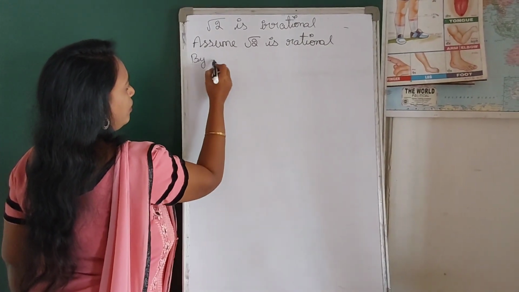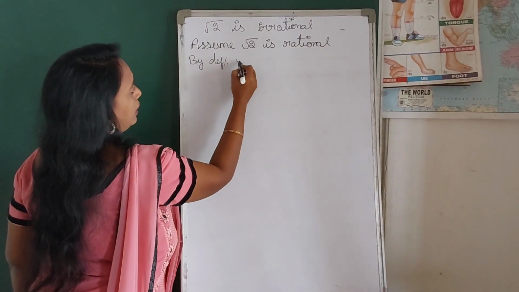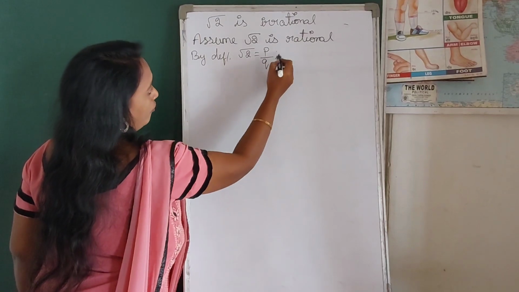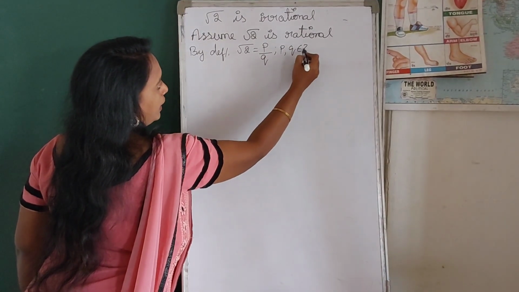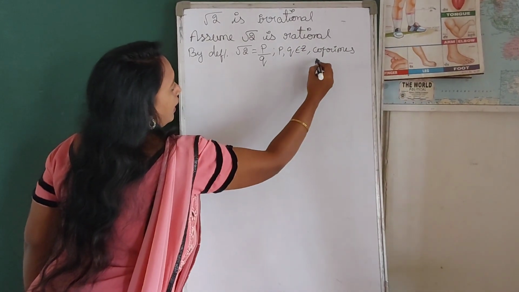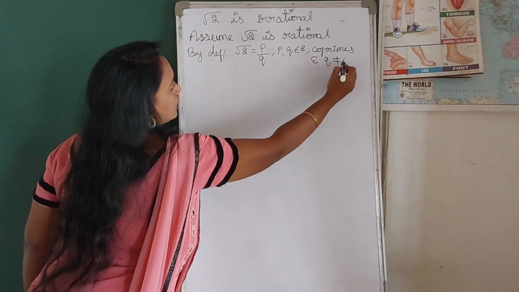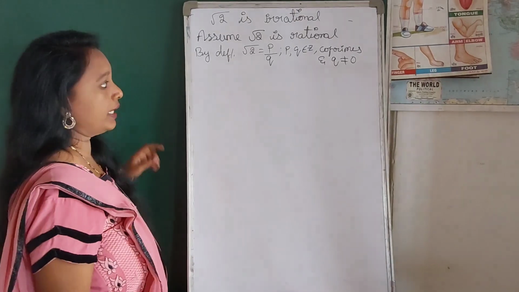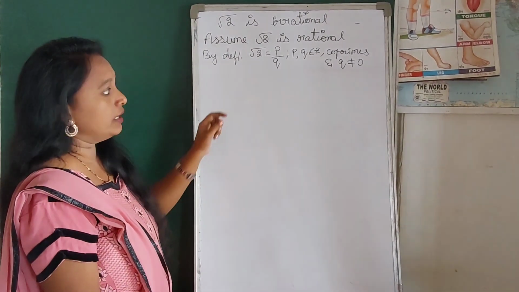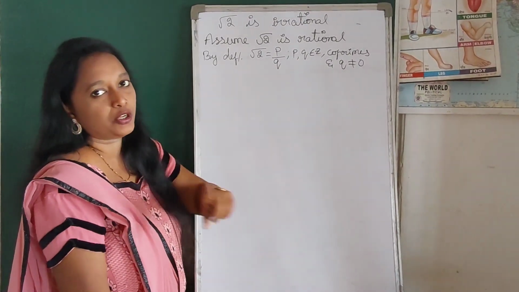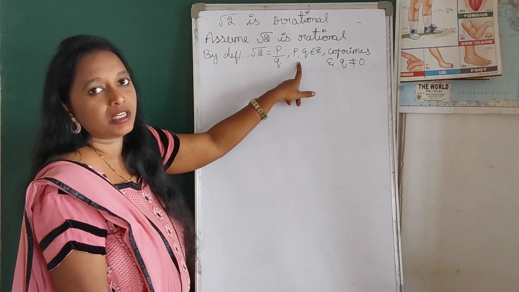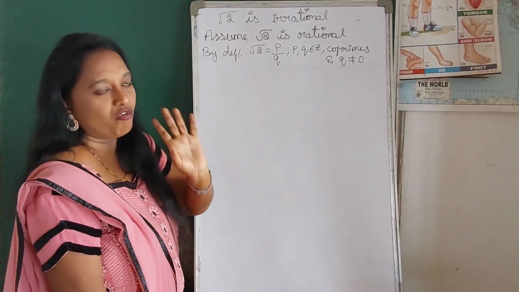Then by definition of rational number, root 2 can be written in the form of p by q, where p, q are integers, they are co-primes, and the denominator q is not equal to 0. Again, what do you mean by p, q are co-primes? That means the greatest common divisor, that is GCD, for p, q is equal to 1.